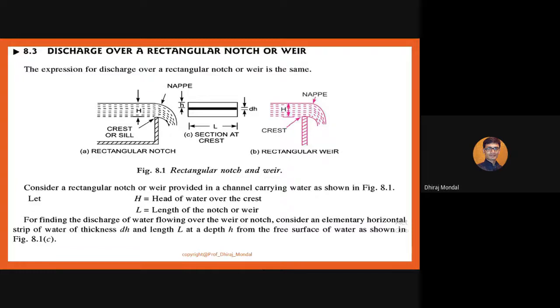If you haven't taken my class of the previous semester, that is your ME 303, the notch and weir part.